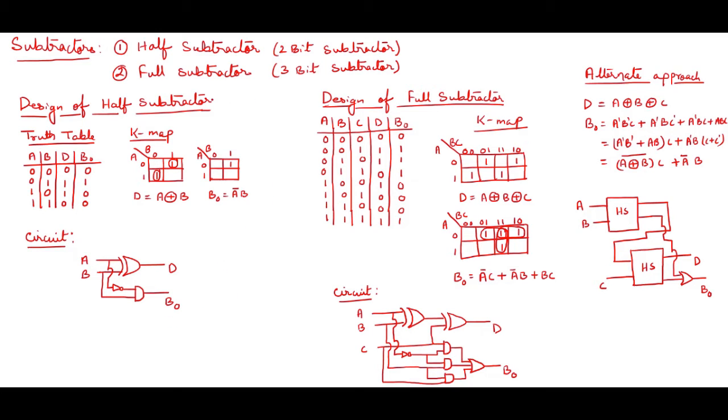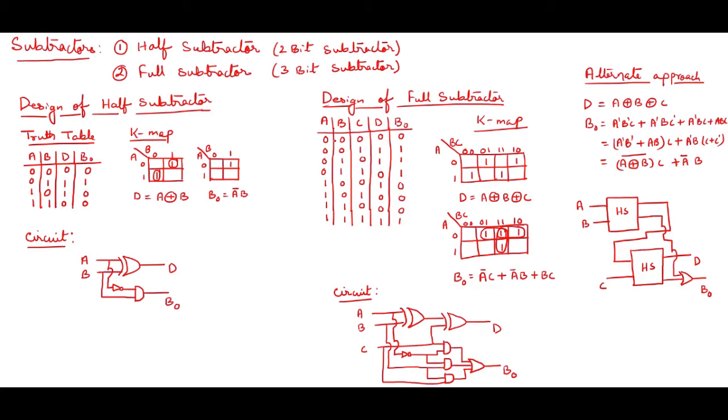Now moving forward to the full subtractor. Here I have taken the design of a full subtractor. By this time you know that a full subtractor means 3 bits. Starting with 000 till 111 I have taken, and A, B, C are the variables here. When I subtract these, I'll get a difference D and a borrow BO.